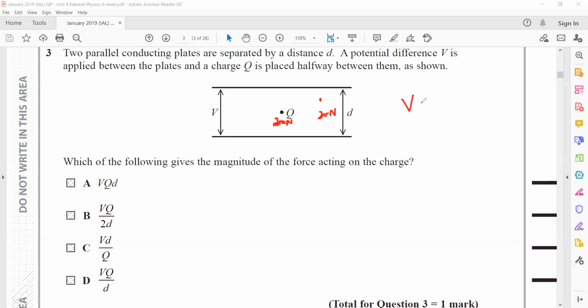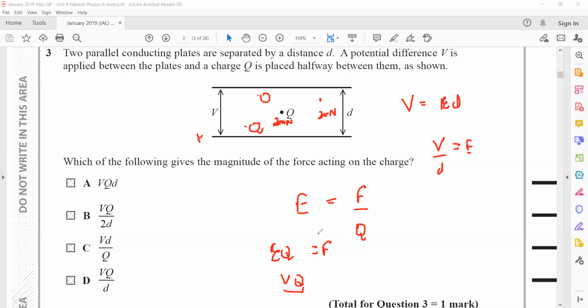So we have the formula V equals ED, or V divided by D equals E. And we have the formula E equals F over Q, so F equals E multiplied by Q. E is constant, which is V over D, so we can write F equals VQ over D. Even if I place a charge near the positive electrode or near the negative electrode, because the force is constant, it is always given by this formula VQ divided by D.